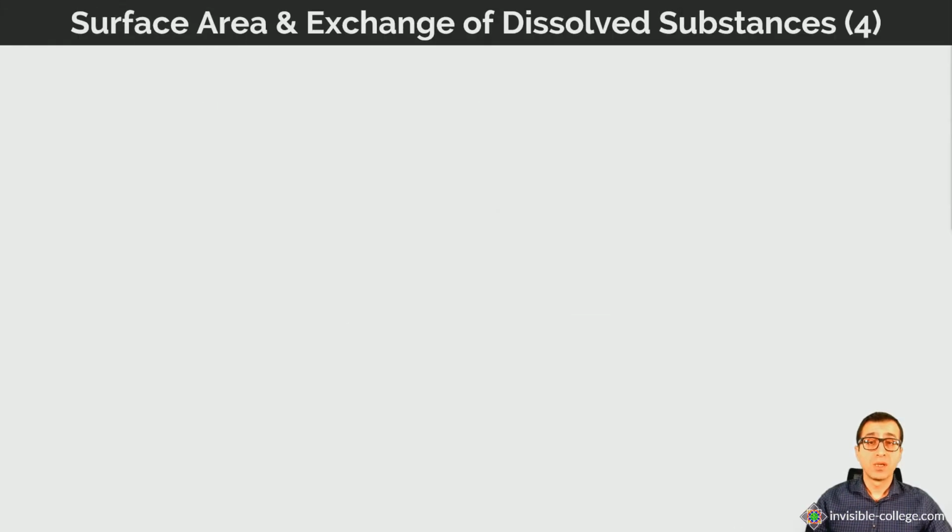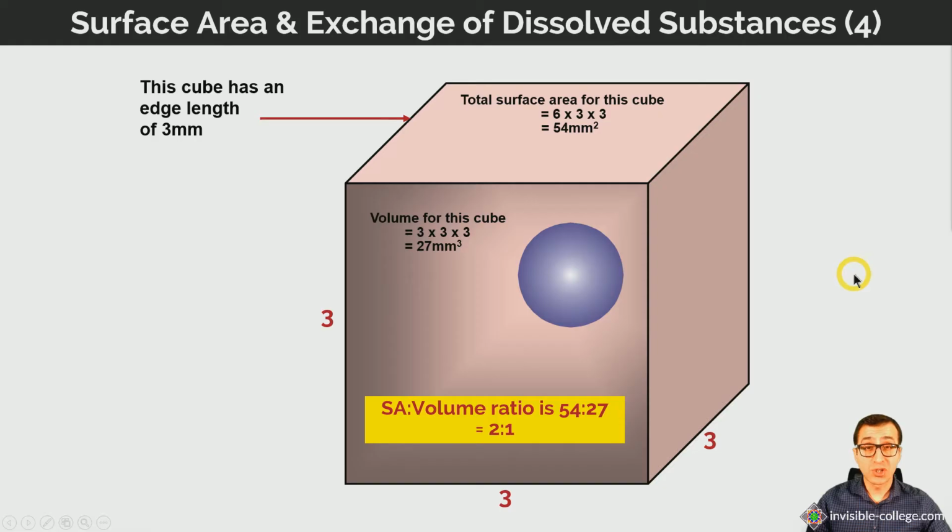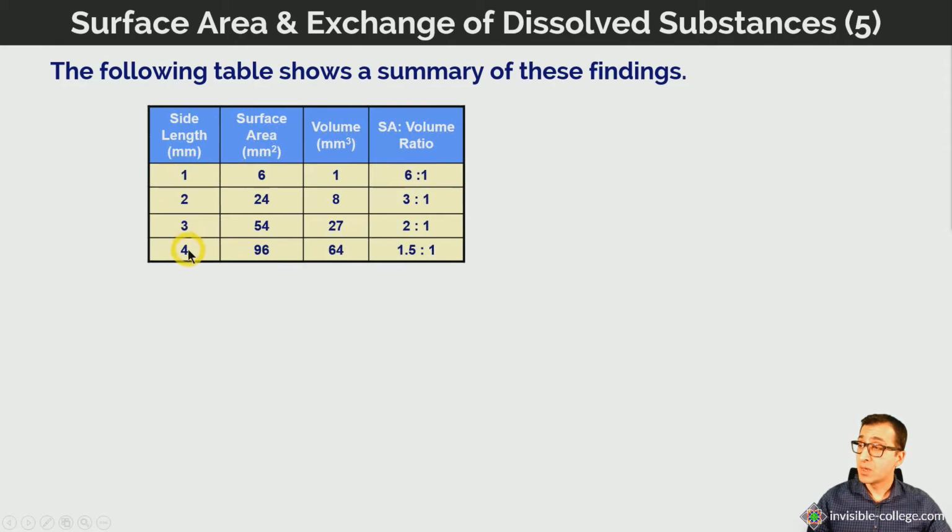If we then increase the size of the cube further to edges of length 3 millimeters, we can see now that this cube has a total surface area of 54 square millimeters and a total volume of 27 cubic millimeters. Now this equates to a surface area to volume ratio of just 2:1. So as we can see here, as the length of the sides of the cube increases, we can go on to calculate the surface areas and the volumes of these cubes, and then have a look at how the surface area to volume ratio changes in relation to the length of the sides of the cube.